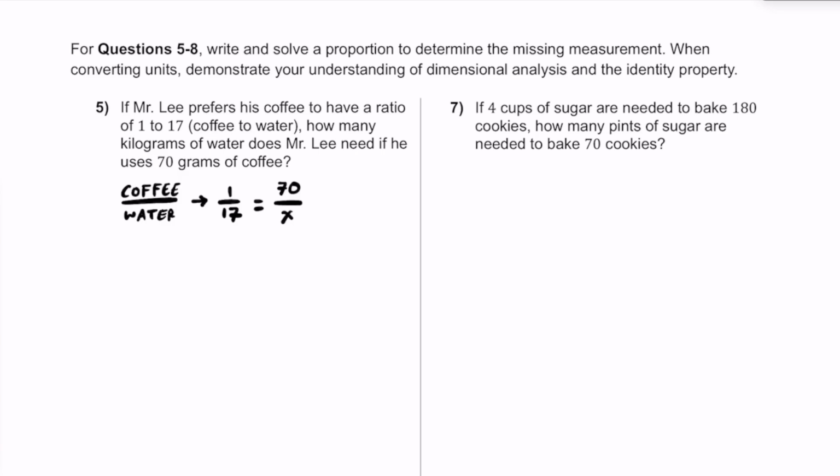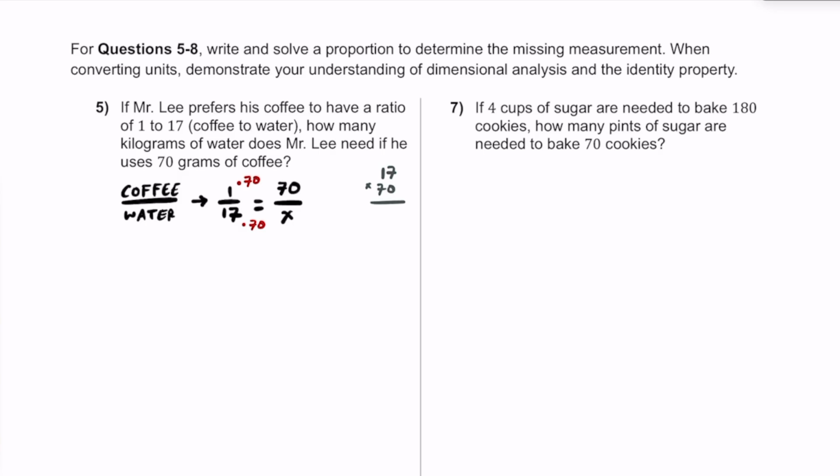All right, I think for this one, I'm not going to use cross products. I think I'm just going to use the identity property and just multiply top and bottom by 70, just because 1 times 70 is 70, so that's not too bad at all. So if we go ahead and take this 17 times 70, we can figure out how much water we need, at least in grams, right?